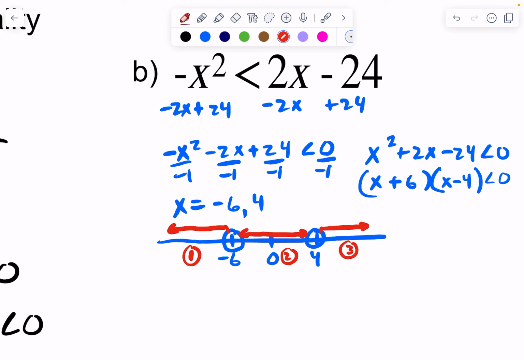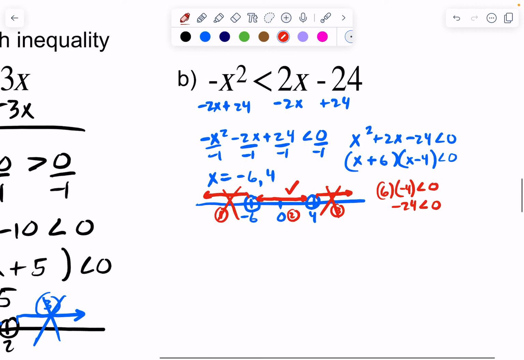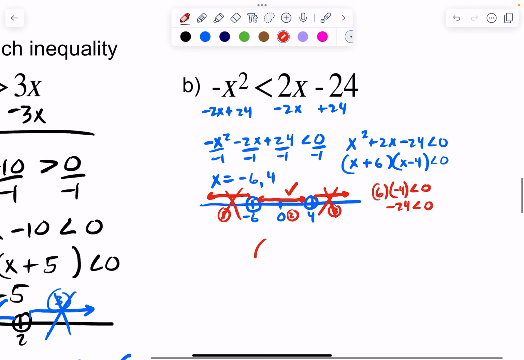Once again, I'm going to choose a value from test zone 2, and that value I'm going to choose is 0. So 0 plus 6 is 6, times 0 minus 4 is negative 4. So that's negative 24, which is less than 0. So test zone 2 does work. Test zone 1 and 3 do not work. So my solution here is between negative 6 and 4.